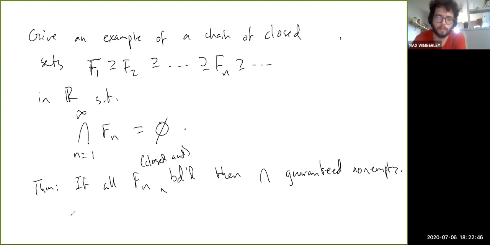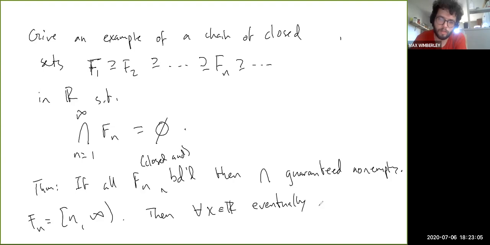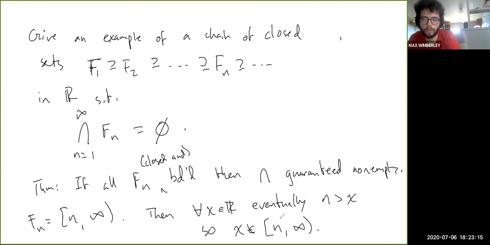Well, a common way to do it would be Fn equals [n, infinity) or something, right? So then for all x in R, eventually n is greater than x, so x is not in [n, infinity), and there you go. So the intersection of all these rays out to infinity, as the endpoint keeps moving further and further out, ends up being empty. Okay, any questions about that?